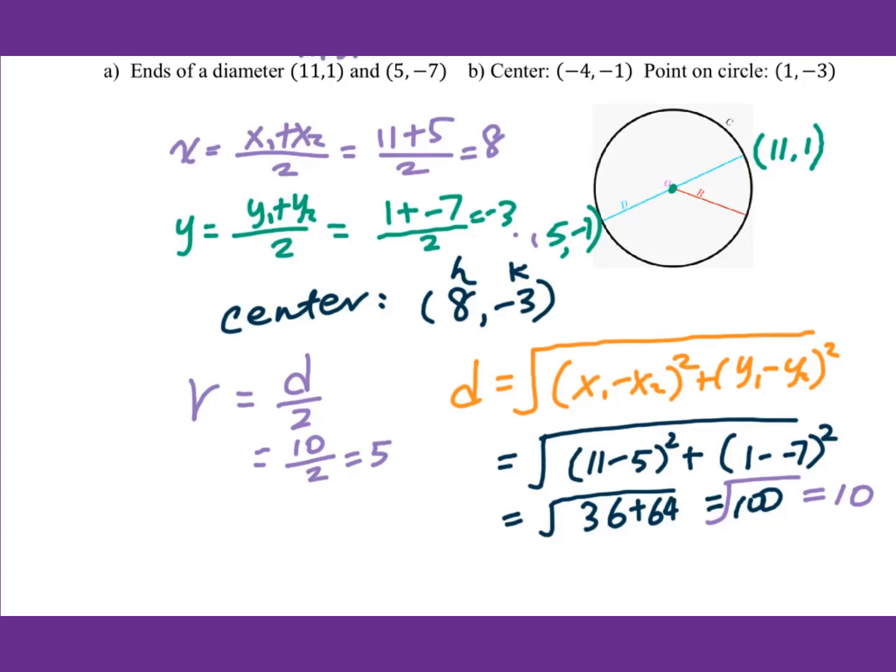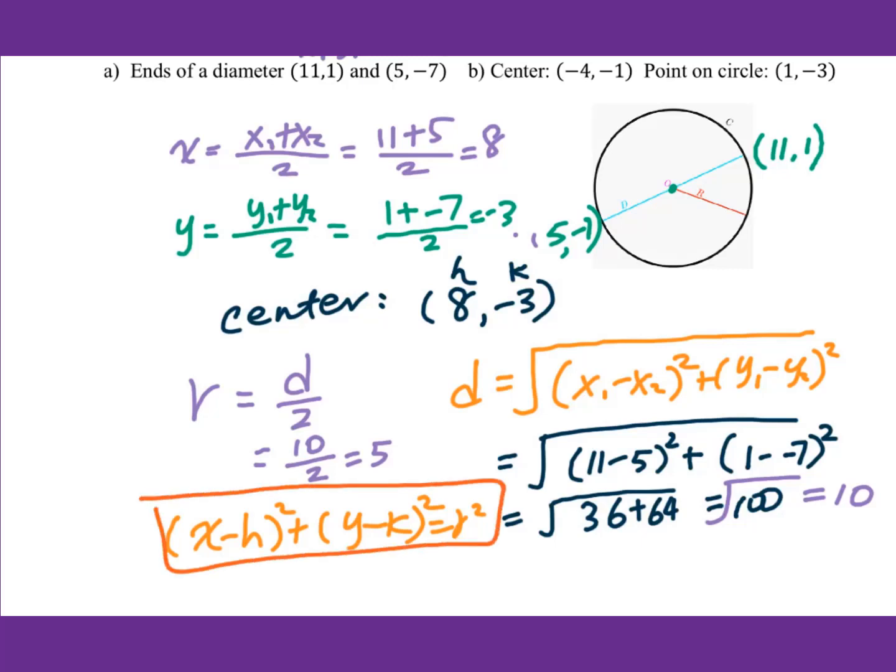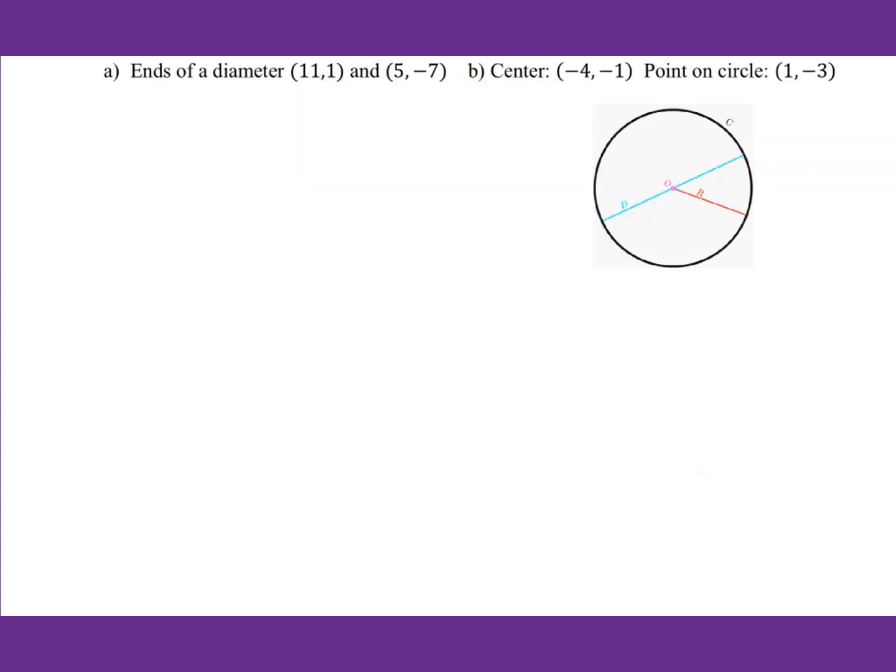We know the equation for a circle is (x minus h) squared plus (y minus k) squared equals r squared. Therefore, we plug into this equation. We got (x minus 8) squared plus (y plus 3) squared equals 25. Minus -3 means plus 3.